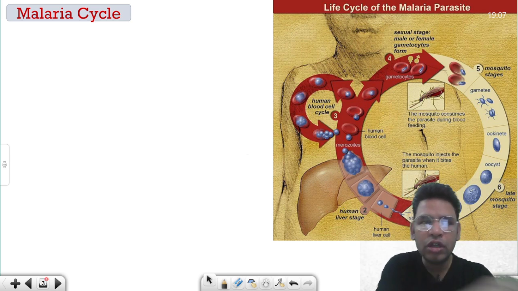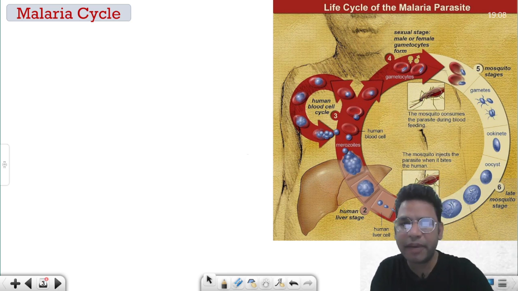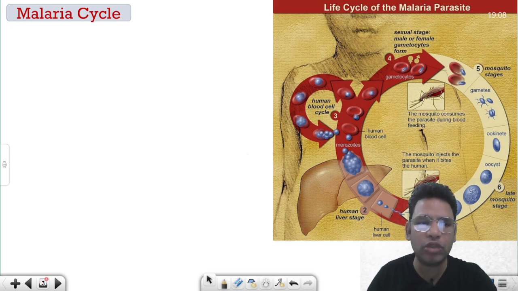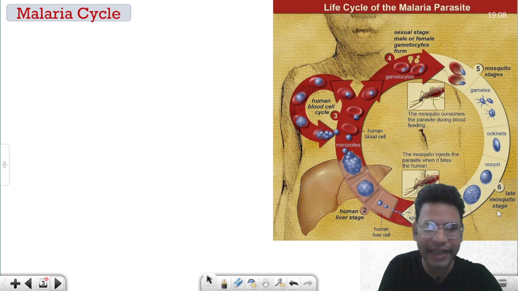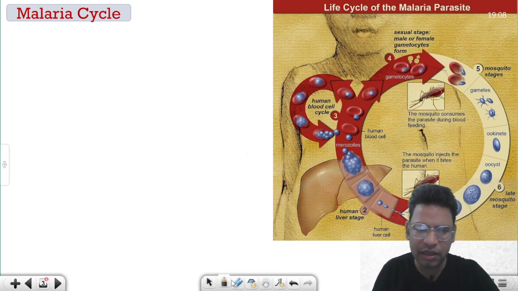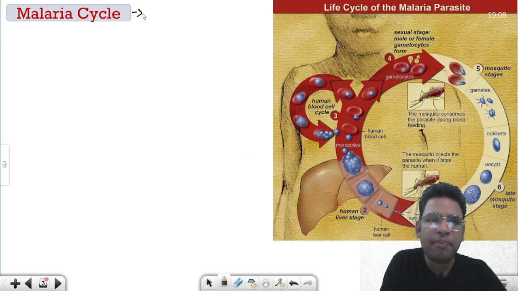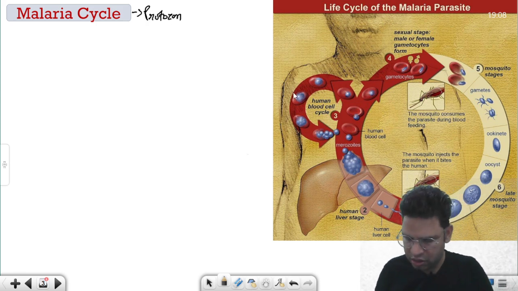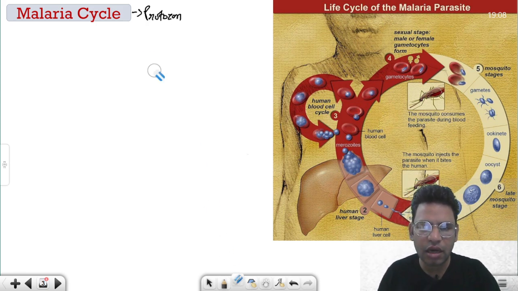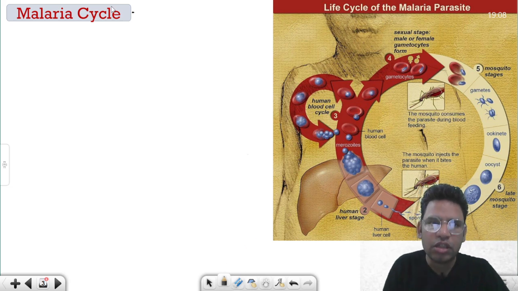Here we go. Malaria is a life-threatening disease caused by Plasmodium parasites transmitted to humans through the bite of an infected female Anopheles mosquito. So malaria is basically, let me tell you, a protozoan disease. Okay, this is a protozoan disease. What is protozoa?